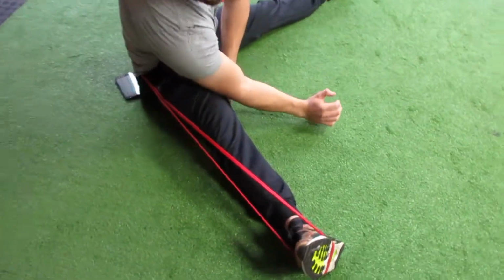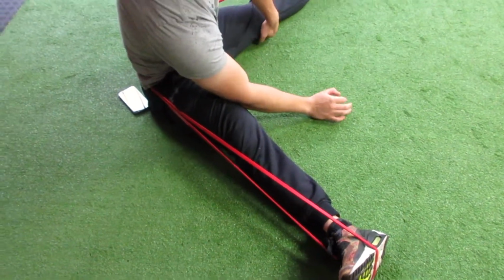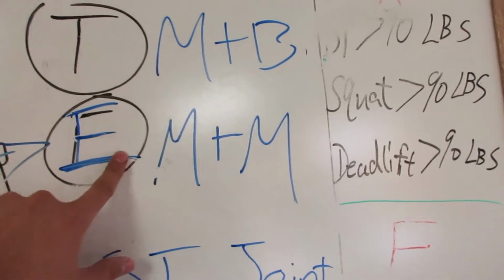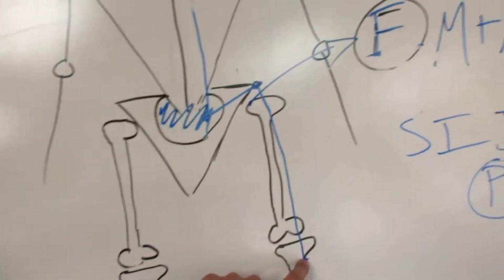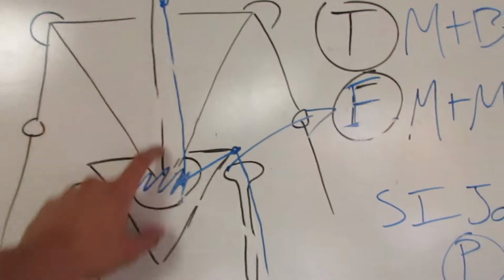So what he's doing, he's mobilizing his hamstrings, he's stretching them, he's conditioning that tissue to condition this connection. It's an F. Muscle to muscle. So we're indirectly stretching hamstrings to release this because it's all connected, okay?